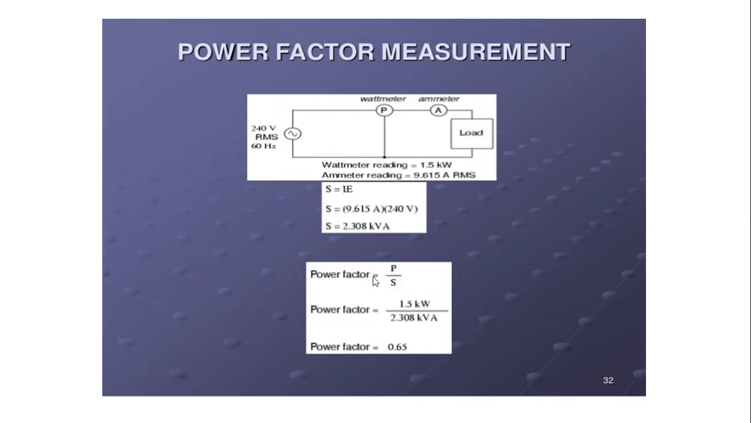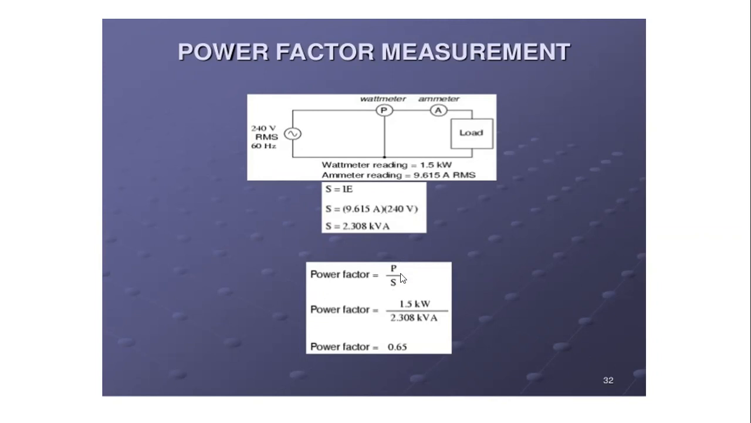Then we calculate the power factor. What is the formula for power factor? That is P by S, where P is the active power that will be measured by this watt meter, and S is calculated using this ammeter connected to the supply voltage. So we calculate the apparent power, and then the power factor is the ratio of actual power to the apparent power.